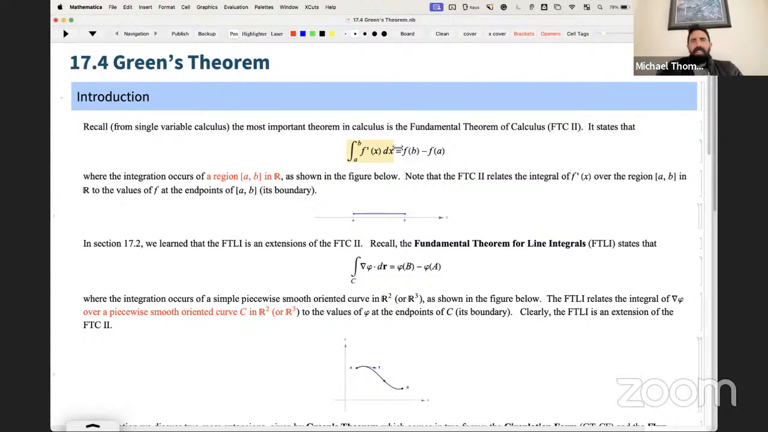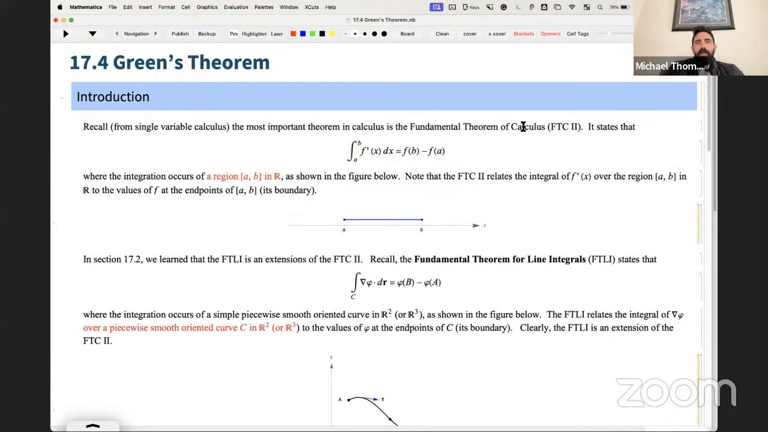Alrighty. Okay, so we're basically going to extend this theorem again. We've actually already done it once, so let me recap on that. So here's the fundamental theorem of calculus, part two. A couple of things I want you to notice here. One of them is that the integration is occurring over a region [a, b] in R. That's an interval. So we could picture this region that we're integrating over. It looks like this, right? That's what we did in Calc 1. We integrated over an interval or a region in R1.